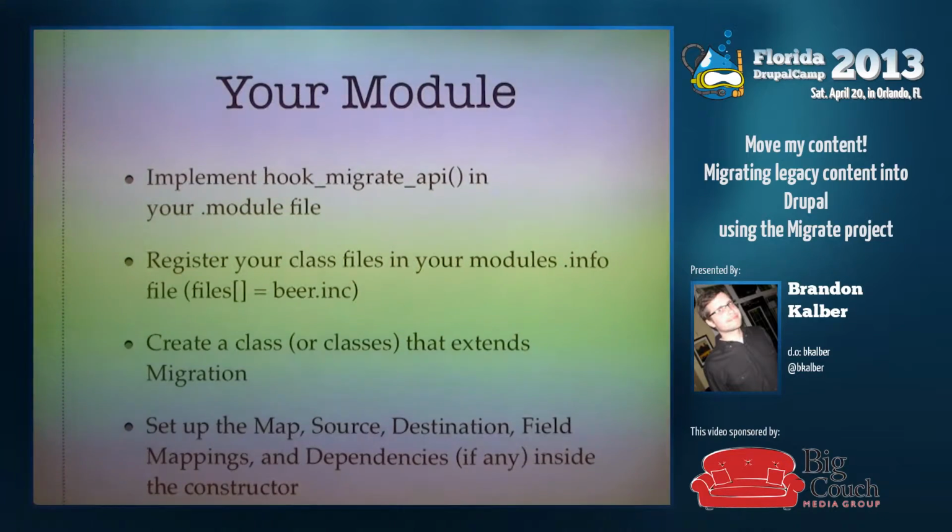So after all that's set up, essentially you're going to start writing your classes, or a class that's going to extend the base migration class that Migrate provides. And within the class, this is all going to be within the constructor. You're going to set up a map, a source, a destination, field mappings, and dependencies if you need any. Again, that's inside the constructor. So those four things, the map, the source, destination, and field mappings, are the basic components that actually make up a migration. We're going to look at each of those a little bit in depth as we go on.